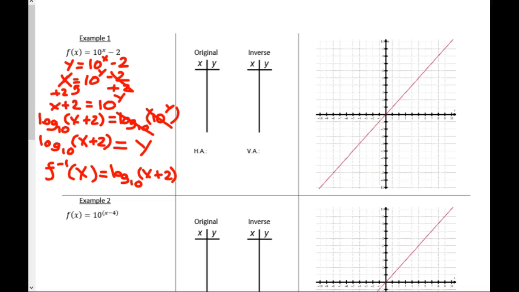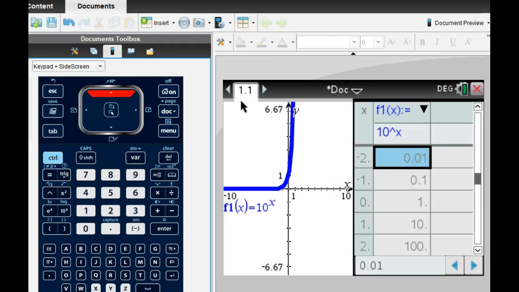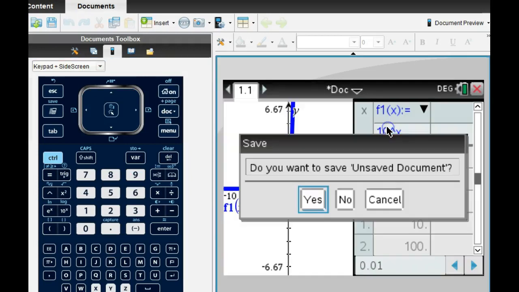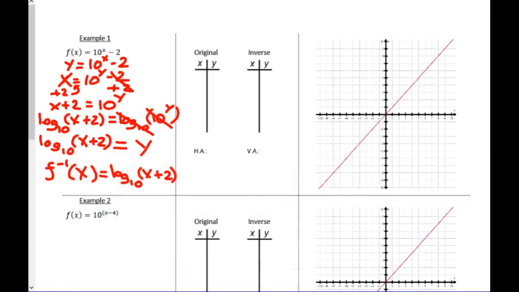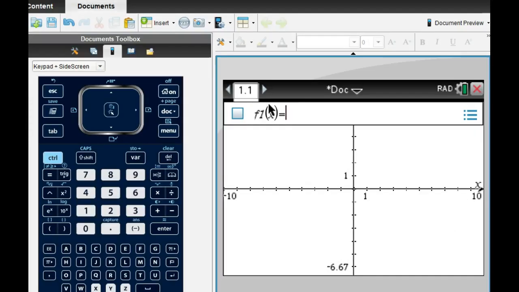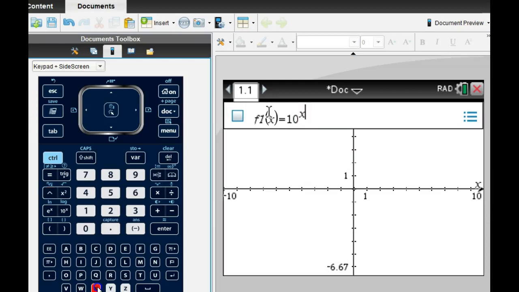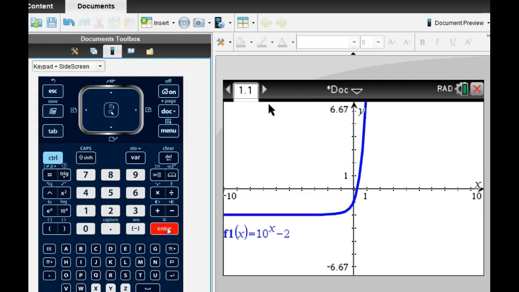We should be able to get a table for the original function, so let's do that. Let's go to new document, graph, and we're going to type this in: 10 to the x minus 2. 10 to the power of x, go to the right, minus 2. Is everyone able to type this in? Everyone knows how to type this in, because you can type it in, hit enter, and then get the table.